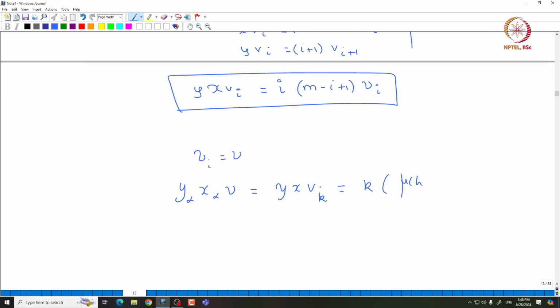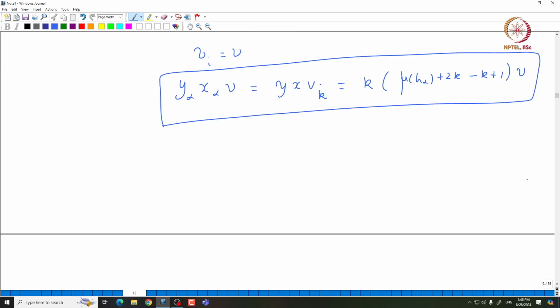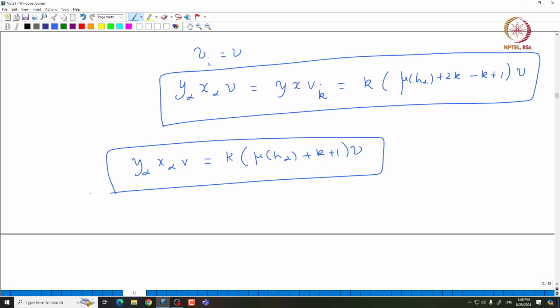So, mu of H alpha plus 2k minus k plus 1 on this Vk. So, that is what you are getting on this vector V. In particular, you can see that y alpha x alpha V is nothing but k times mu of H alpha plus k plus 1 times V. So, this is what we are getting on this ui mu.